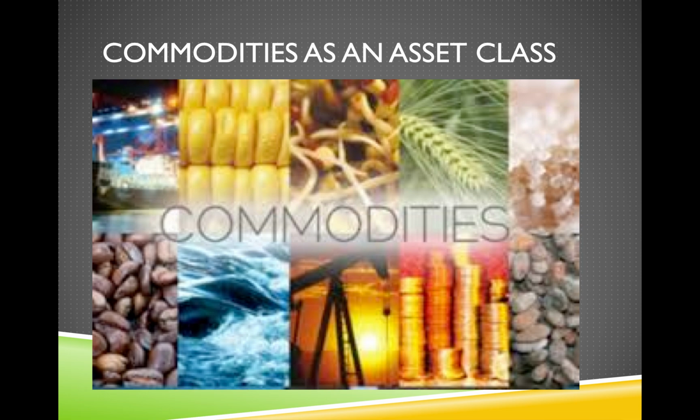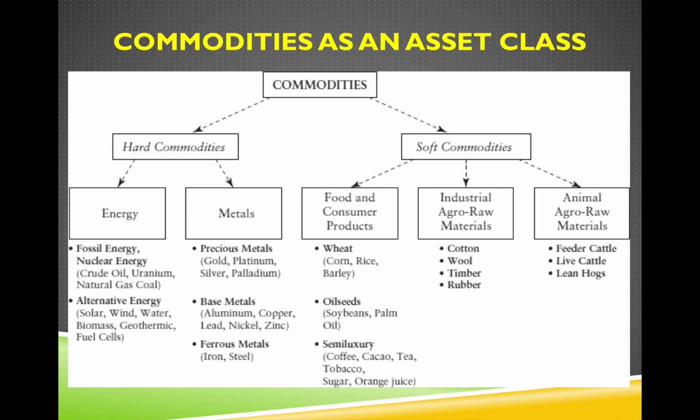All right, so now we'll turn to commodities as an asset class. Commodities, what are they? Well, mostly it's energy. It's crude oil, it's natural gas, and it's coal. Those are the biggest components of the commodities in terms of the dollar volume of what's traded.